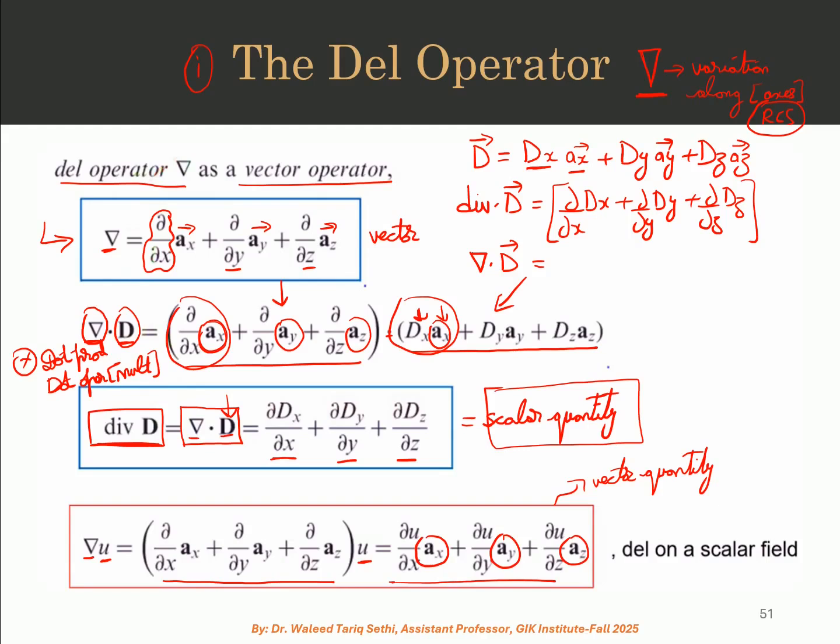So this is an important thing to keep in mind, that if we have an operation of a del operator with a scalar, the output will be a vector quantity. And if we have a del operation with a vector, the output will be a scalar quantity. So this is what we get for the del operator.